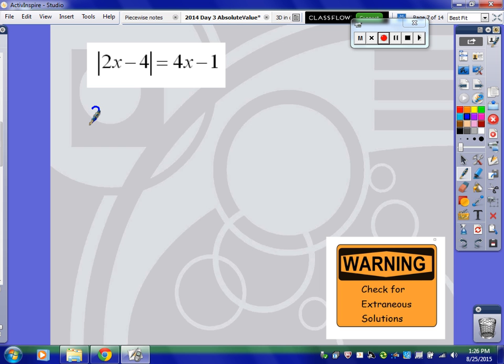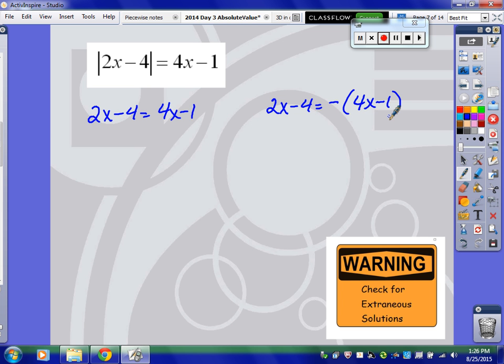So I'm going to end up with 2x minus 4 equals 4x minus 1. And my other equation is going to be 2x minus 4 is equal to the opposite of that entire quantity. Make sure you put parentheses around that, because that's another common mistake. If you put that negative just in front of 4x minus 1, you're not going to remember to distribute that negative. So make sure you put those parentheses around that expression.